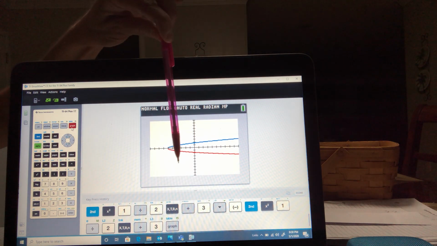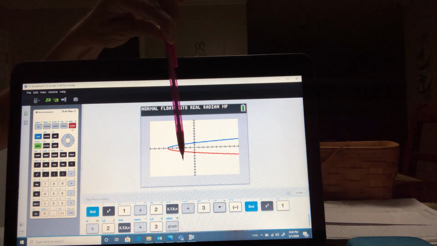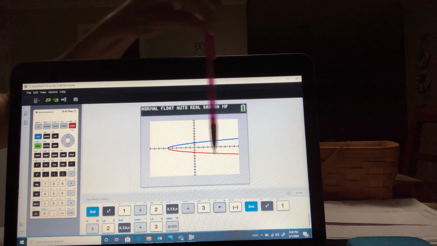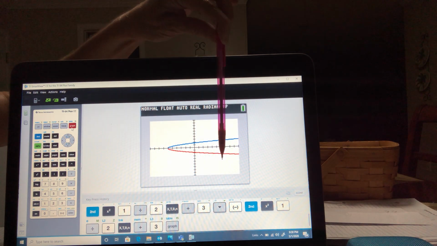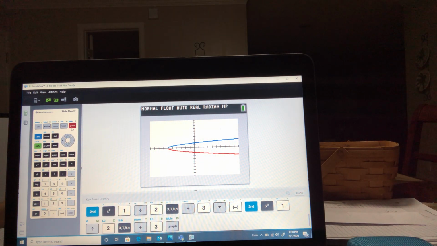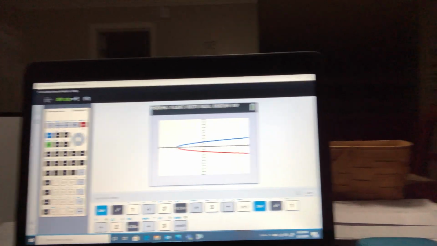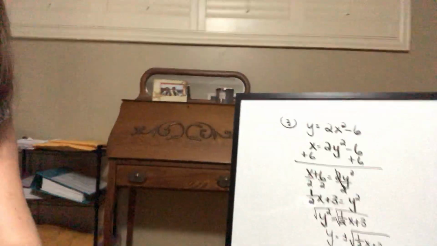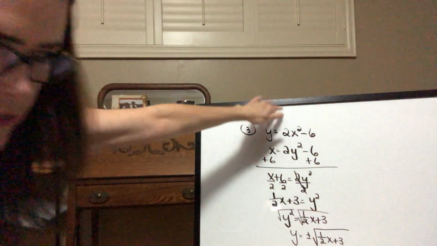So suppose I hold my pencil right here. How many times does it go through the graph? Twice. Even if I come over here, it's twice. So wherever I hold the pencil, it goes through twice. So that means that this is not a function. So for number 3, back over here, this one would not be a function.